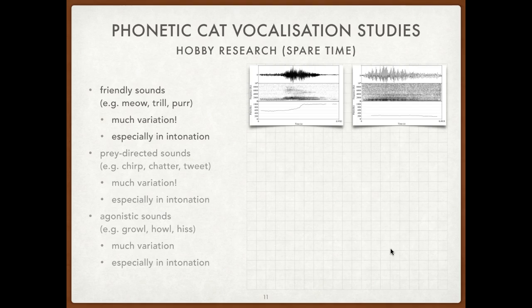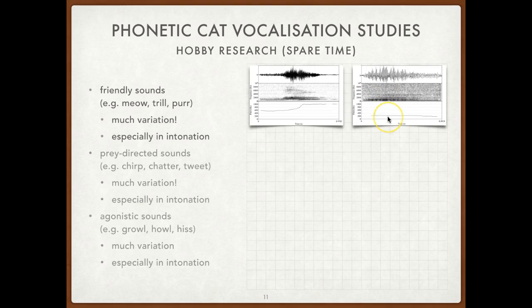I started to record my cats and began looking at the friendly sounds, the meows, the trills, the purrs, and I found very much variation, especially in the melody, in the intonation. And I'll just play you a few examples. This one is a complex sound, starting with a trill or a chirr and then going up into a meow. And you can see the melody rising up to 1000 hertz. It's quite high. I'll play it to you.